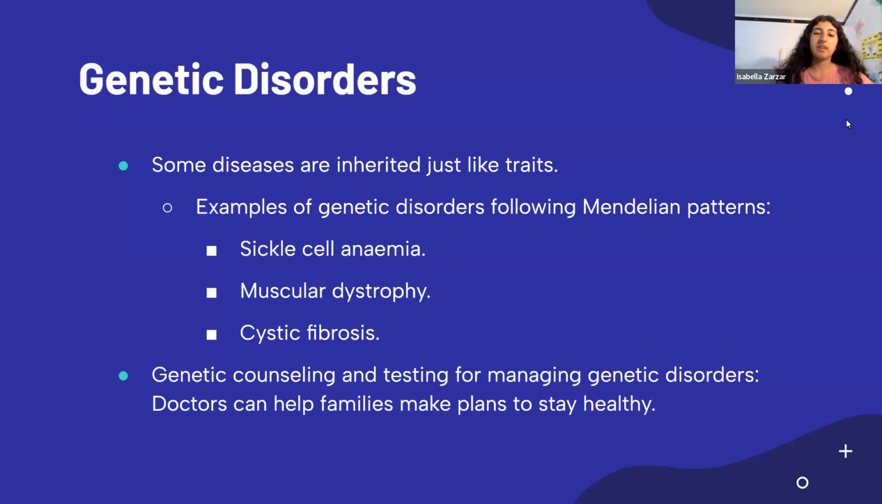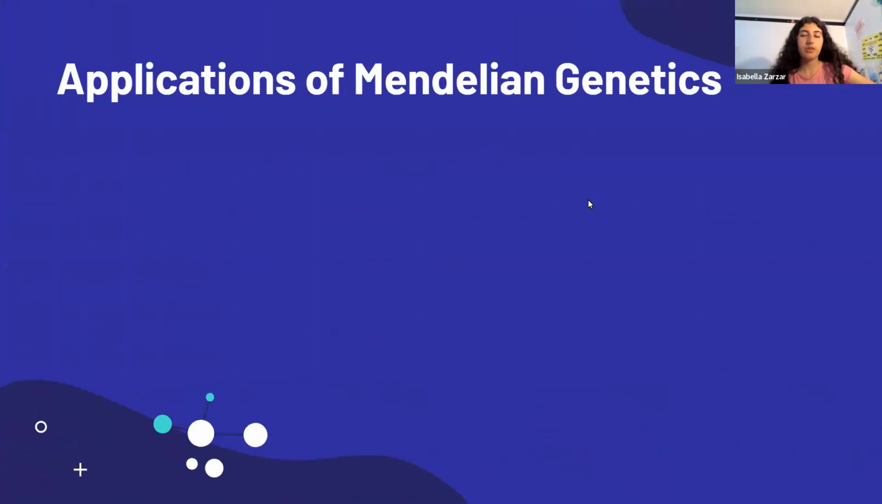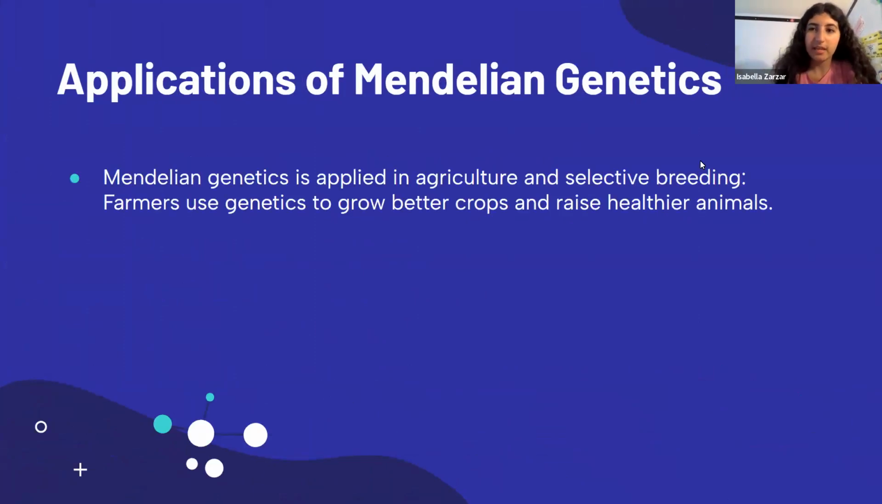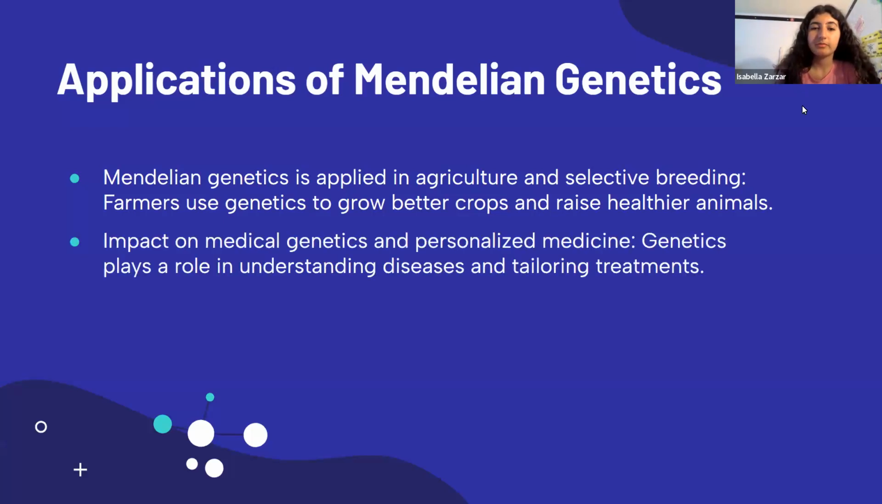Genetic counseling and testing are used for managing genetic disorders. Doctors can help families make plans to stay healthy. Here are some more applications. It can be applied in agriculture and selective breeding, which is how farmers use genetics to grow better crops and raise healthier animals. It can also have an impact on medical genetics and personalized medicine. Genetics plays a role in understanding diseases and personalizing treatments so that everyone can get the specific treatment they need based on their genetics.